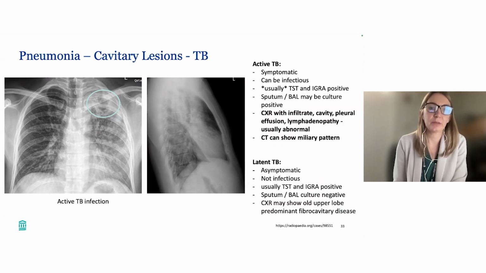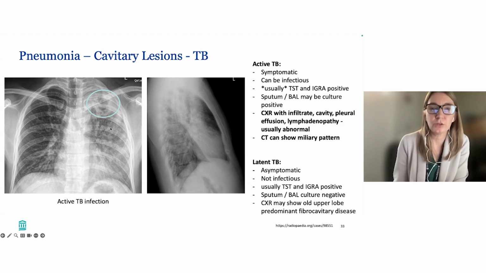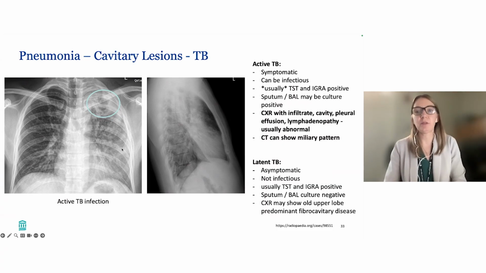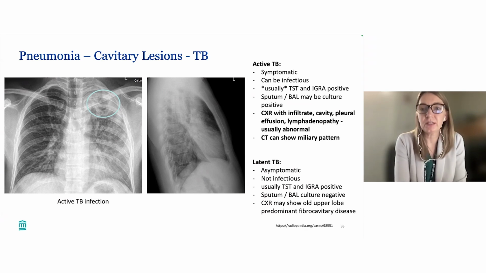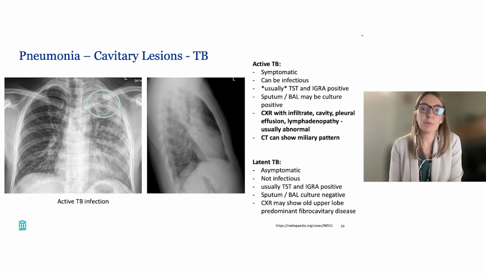The boards love to ask questions about TB. They will ask you to differentiate active TB from latent TB. This chest X-ray shows a right upper lobe cavitary lesion and right-sided infiltrate consistent with active TB. Active TB is usually symptomatic, can be infectious, and is usually tuberculin skin test and interferon gamma release assay positive.